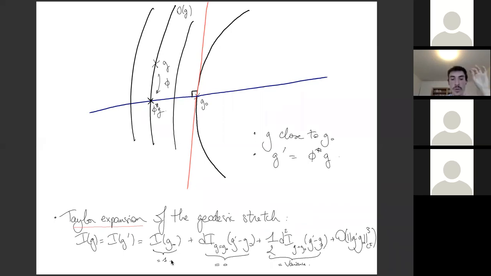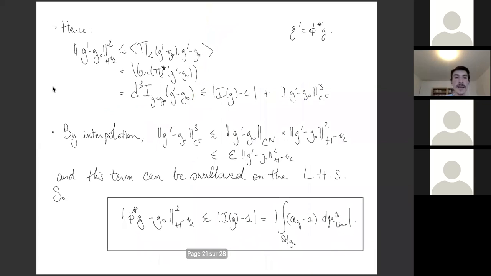Okay, now what I'm going to do is I'm going to pass the terms on the right hand side to the left hand side except this variance term here. So everything moves to the left hand side. What I get then is that the second derivative of the stretch is controlled by I of G minus 1, so the stretch minus 1, plus a cubic term. Now I know that the second derivative of the stretch is equal to the variance of my two tensor G' minus G0. And I know that my variance can be expressed in terms of this pi2 pseudo-differential operator.